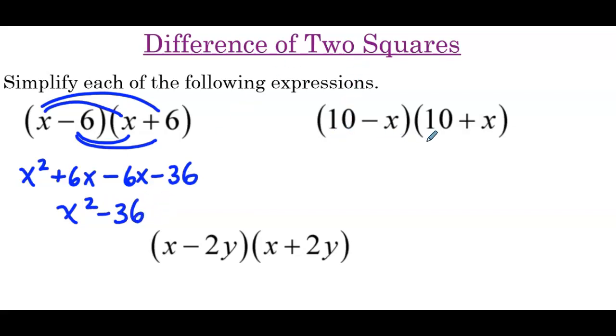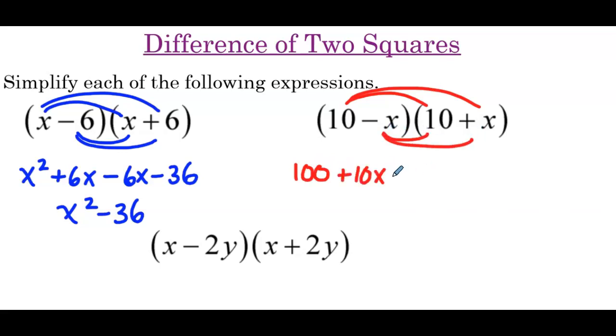Next, we have 10 minus x times 10 plus x, so we'll distribute the 10 to start. So we have 100 plus 10x, and then we'll distribute the negative x, so minus 10x minus x squared. Combining our like terms, notice that positive 10x and minus 10x simplify and cancel each other out. So we have 100 minus x squared.